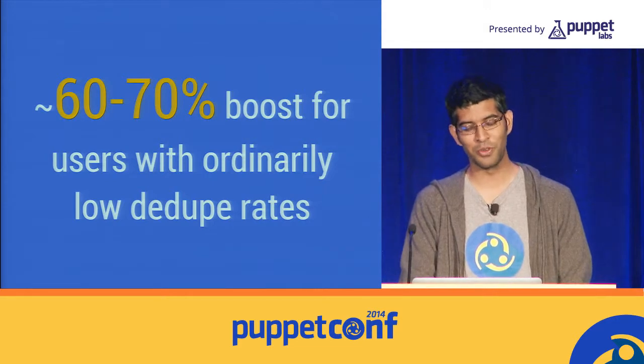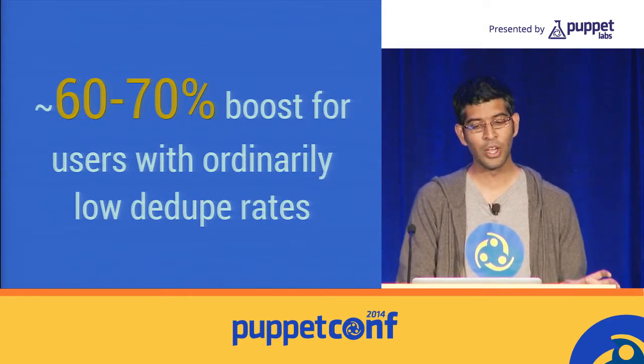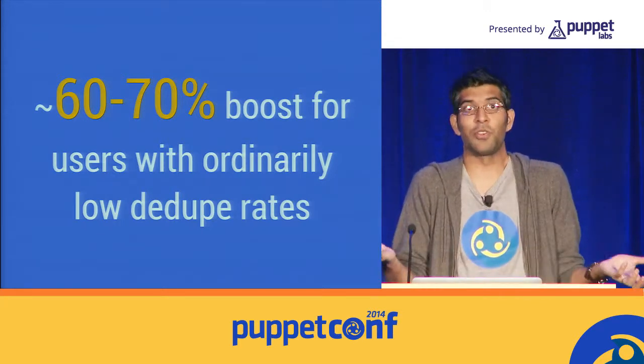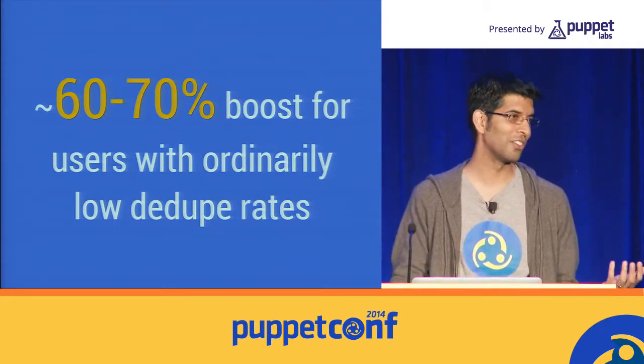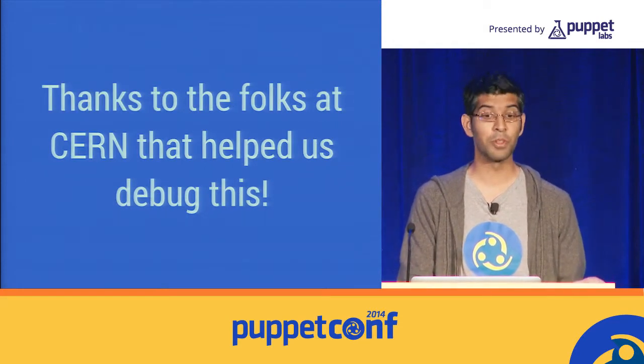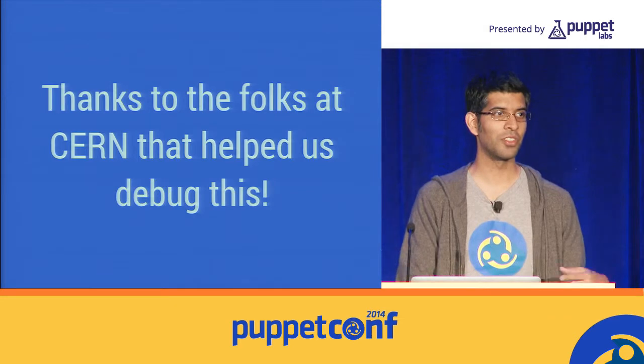What that immediately led to was about a 60 to 70% boost for users that would have, we would end up with users that would say, I have like a 0% dedupe rate. Like, what's going on? This thing's eating up my server. And that was really difficult to debug. And I would want to give a shout out here to the people at CERN that actually helped us debug this. They were really, really helpful.